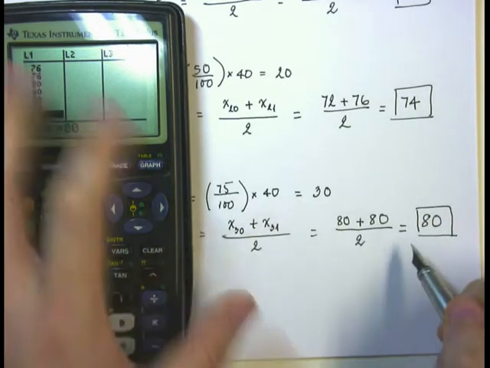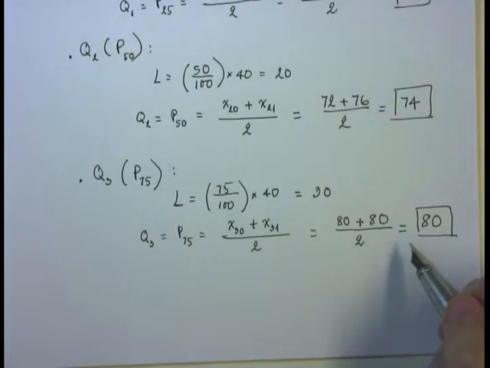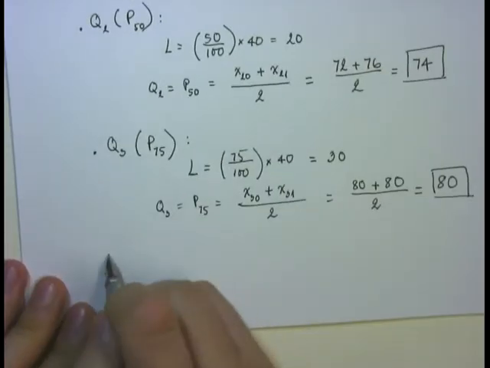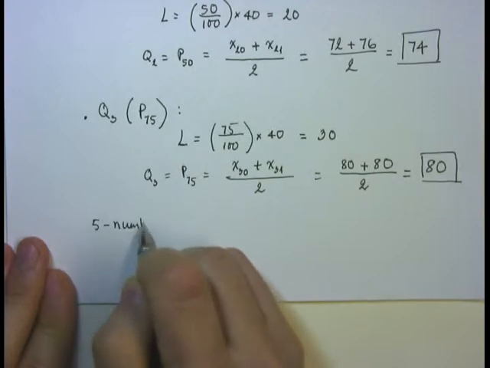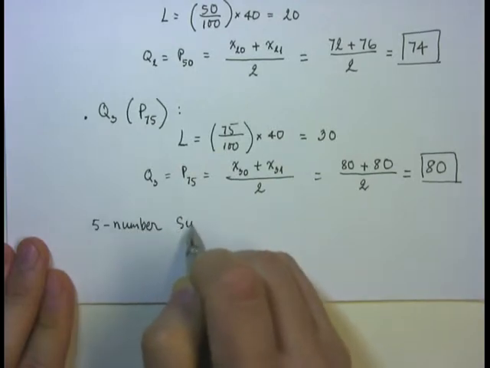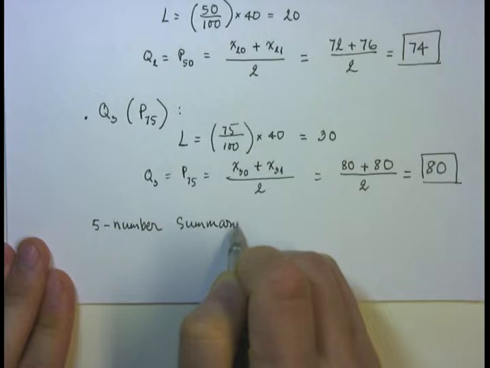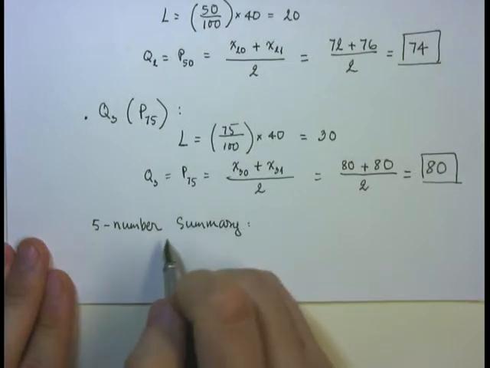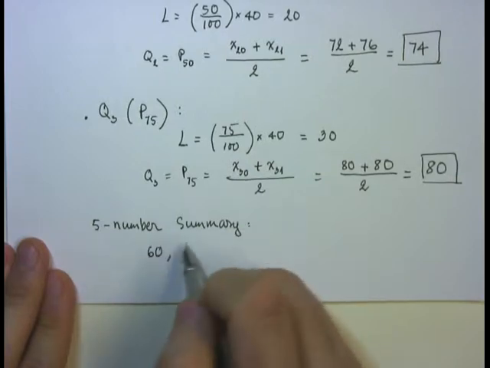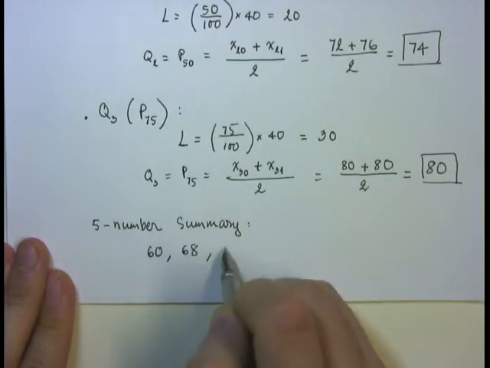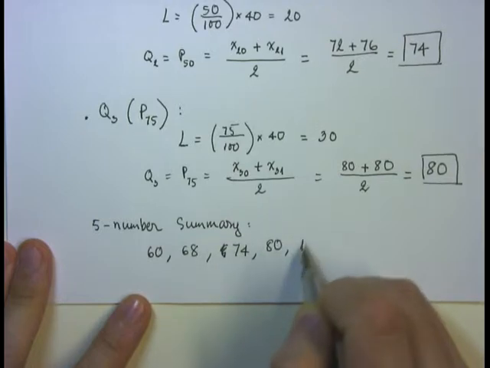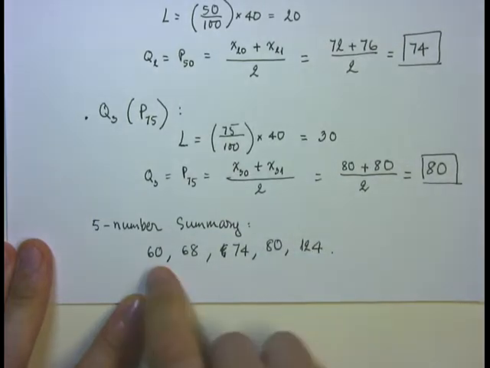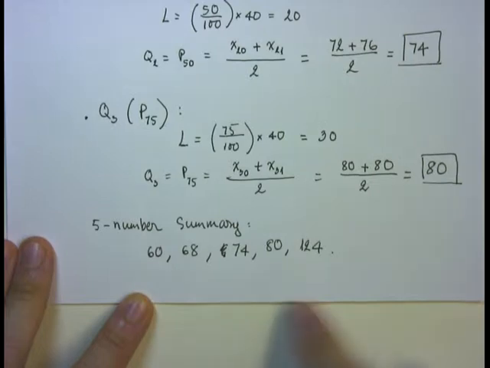So now I have had enough of the 5-number summary. So now my 5-number summary would be just simply the minimum value is a 60, and now 68 is my Q1, 74 is my Q2, and 80 is my Q3, and 124 is my maximum value. So now this is my 5-number summary.